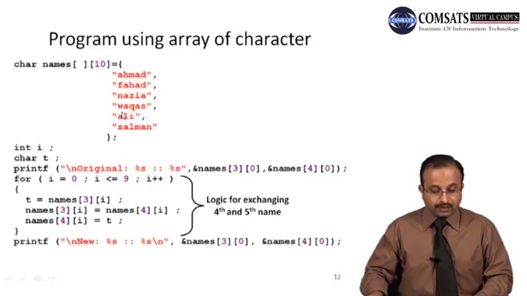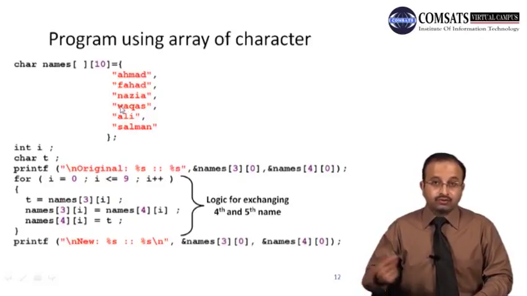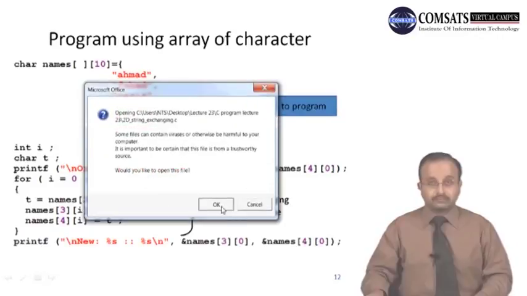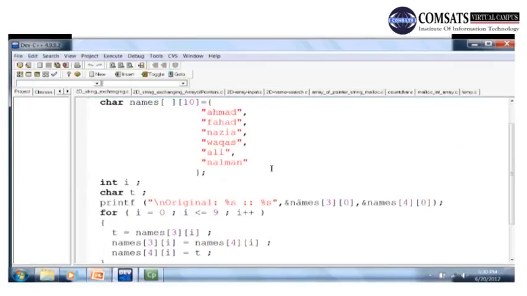So W will be overwritten by A, because previously we stored that value in the variable T. And this process goes on and the two arrays are swapped. Let's go to the program. So this is the program.